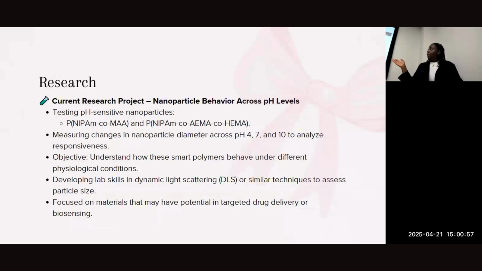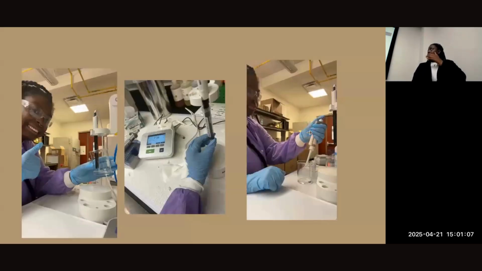I ended up getting the skill of doing DLS, which is dynamic light scattering, to see how the particle sizes change. Here are some pictures of me using the pH probe, testing my samples to see what the pH is. And on this third picture is me adding NaOH or hydrochloric acid to make it more basic or acidic.